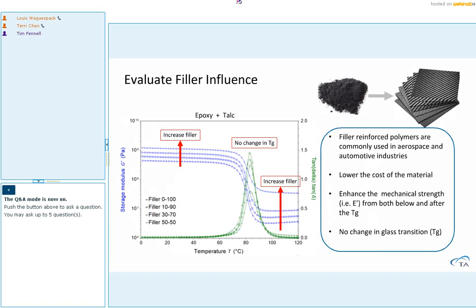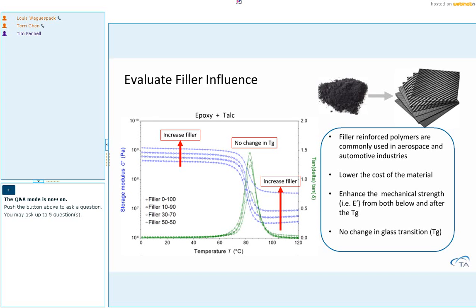As I have mentioned earlier, thermosetting polymers are mostly used with fillers. Adding fillers to polymer could, number one, lower the cost, and also it significantly enhances its mechanical strength both below and after the glass transition.